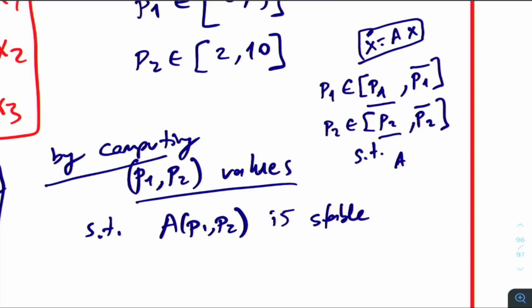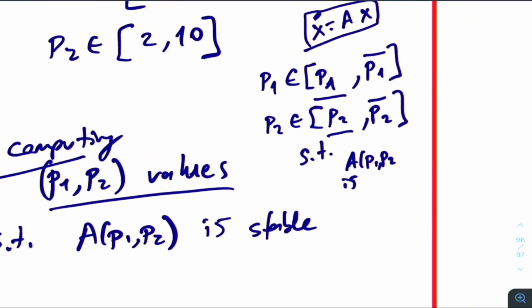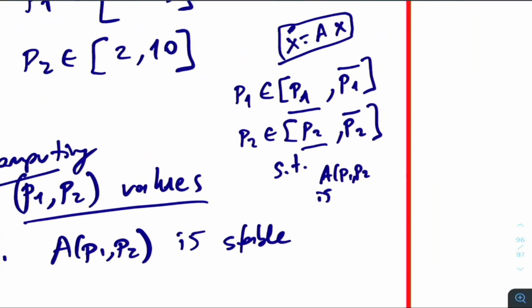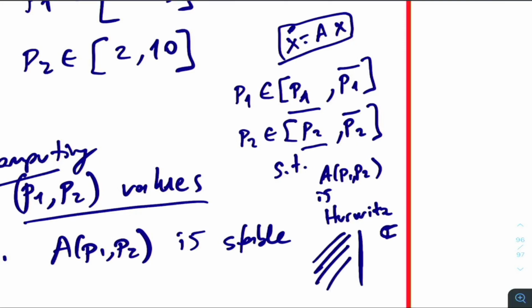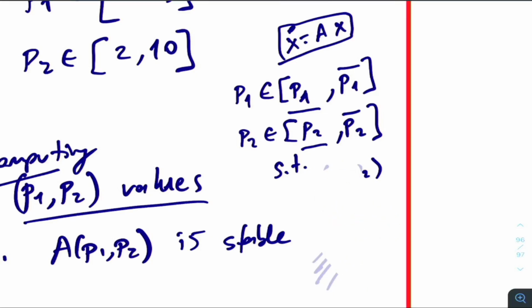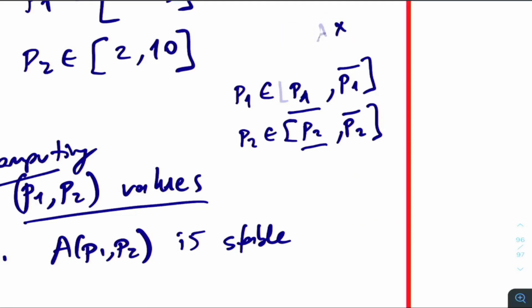And I want to say this: A of P1, P2 is Hurwitz, right? Hurwitz means all of its eigenvalues are in the open left half plane, right? And we would like to impose that type of constraint.